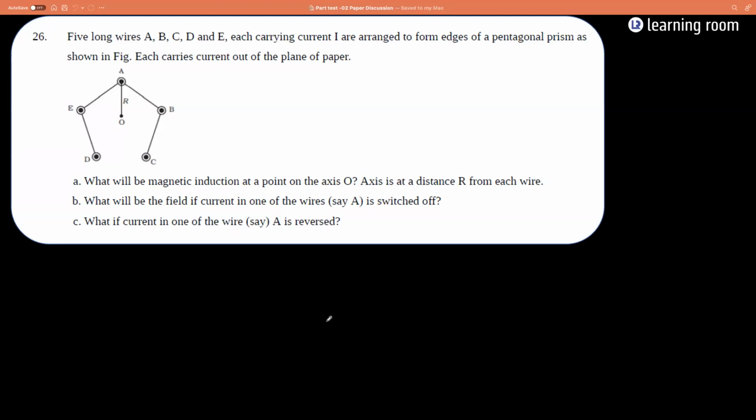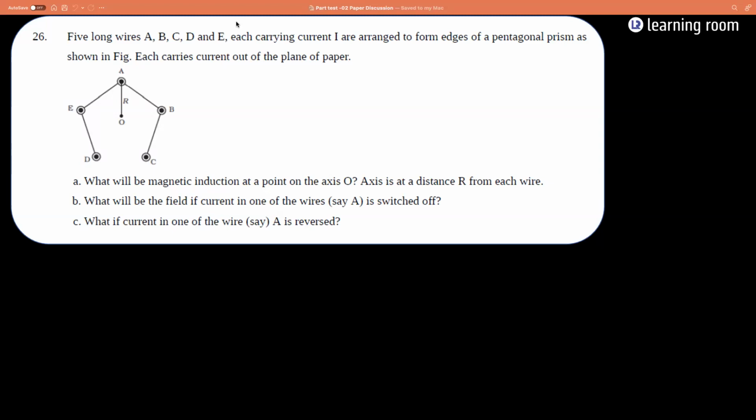So it will be 0. It will not be 0, because had it been 4 wires, the answer would have been 0. But it is not 4 wires, you have 5 wires. So tell me, due to which wires will the magnetic field get cancelled? Did you understand the question?